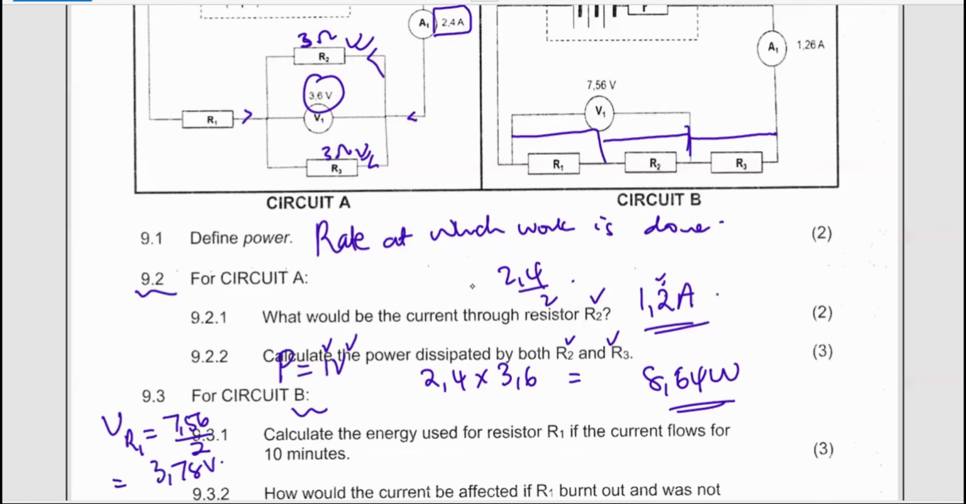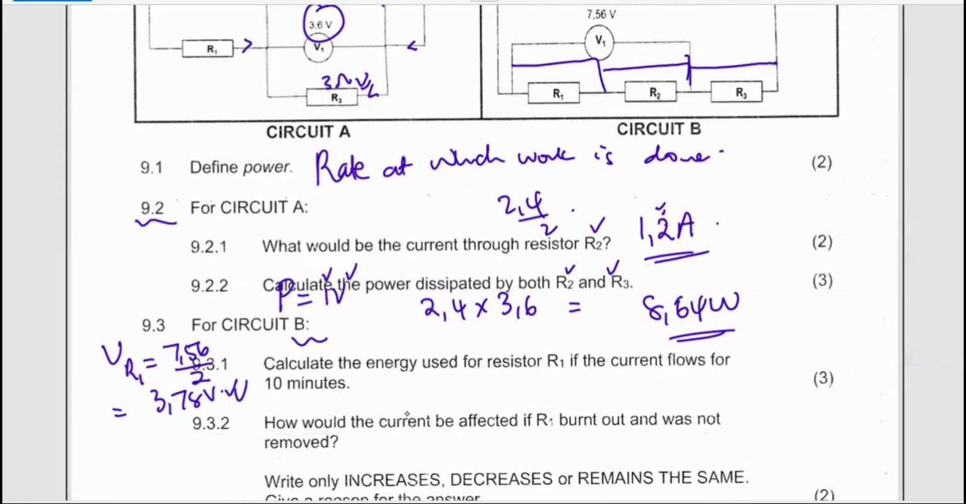3.78 volts. So if this is the voltage, for me to get the energy, I should be able to get the current and the voltage. I'm just calculating the power technically, and then the time being taken. So these 10 minutes need to be changed into seconds. So we're going to multiply this by 60 to give us 600. So my current is 1,26. My voltage is 3,78 multiplied by the 10 multiplied by the 60.